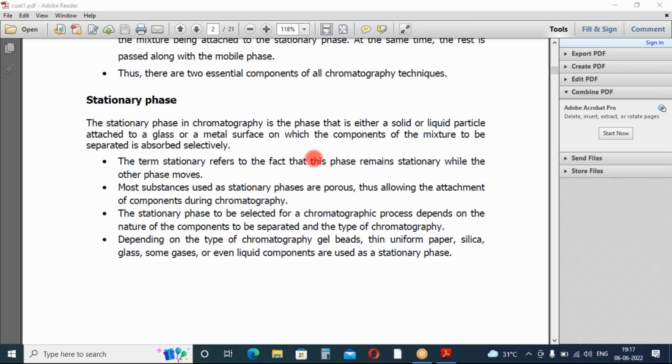In these techniques we use different types of stationary phases, and depending upon the stationary phase we separate the different components. First of all, the separation mainly depends upon the stationary phase. Depending upon that, the chromatography may use gel beads, thin uniform paper, silica, glass, some gases, or even liquid components as the stationary phase.